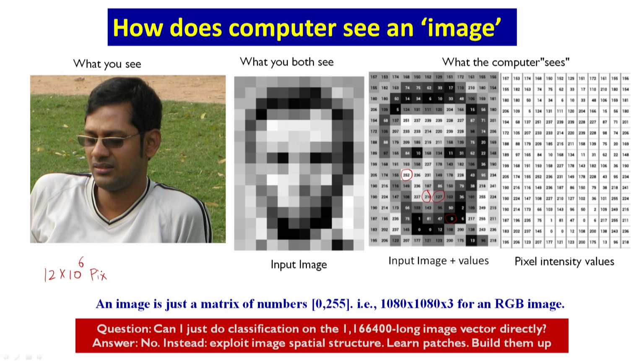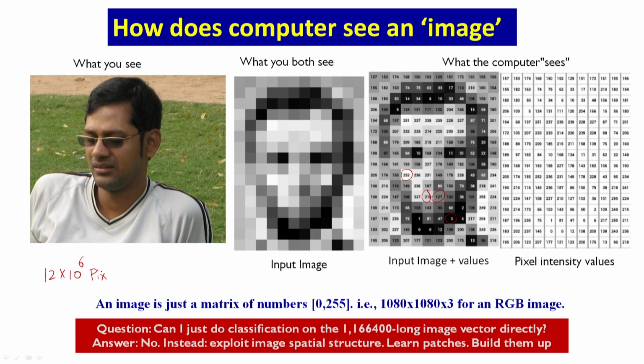So, the question is, can I just do classification on this one? You see these values, I think 1166400 long image vectors. So many image vectors are there. Can I do the classification on that? Obviously, the answer is no. You cannot do this, because this will take you many years.